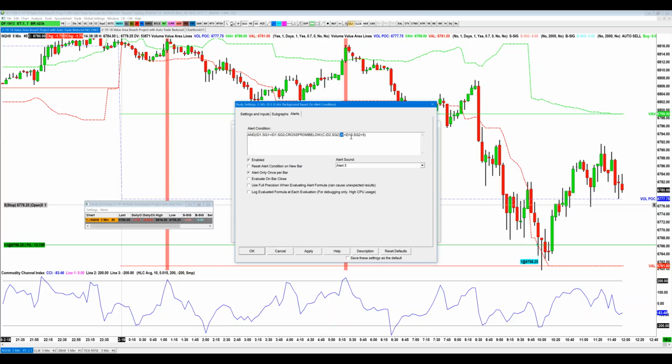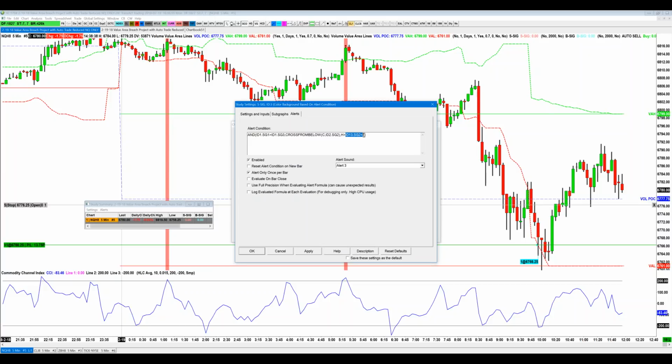And then the third part of our condition should look familiar because we just showed you the opposite for the low side. It's when the high of the bar, the current bar, or the high of the bar that happened in the past, is greater than ID13, the study number 13.SG2, plus 5. Just to save us time, ID13 is the volume value area line developing right here, this dotted line.